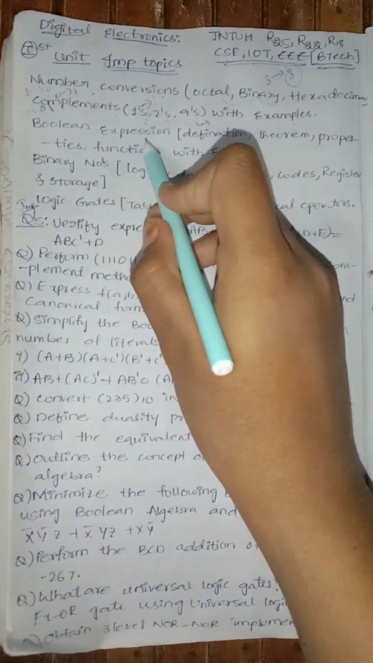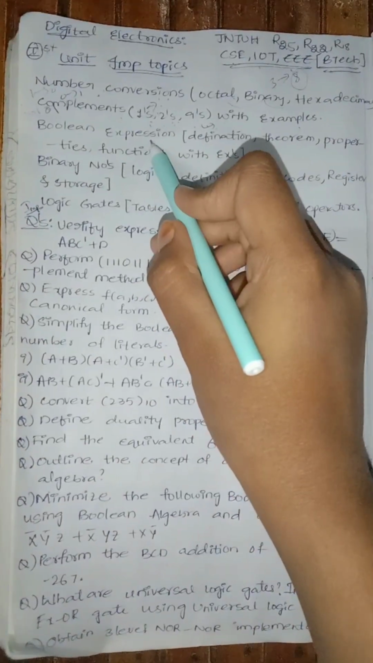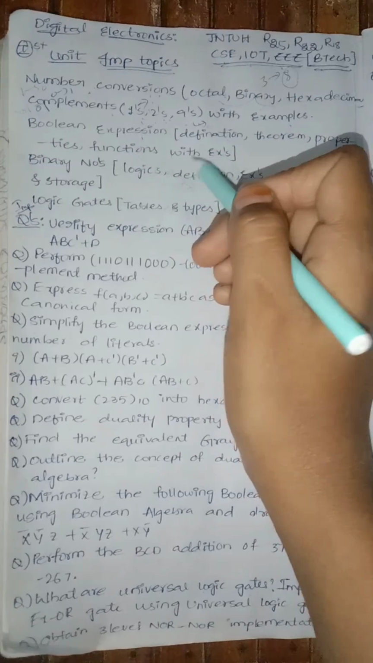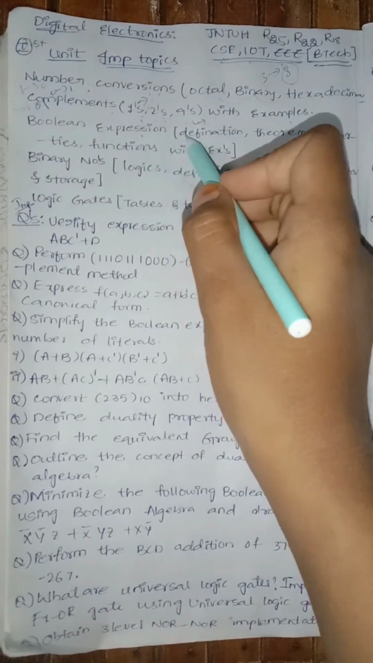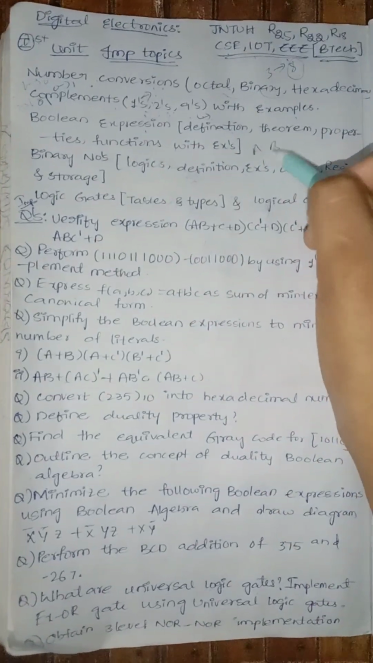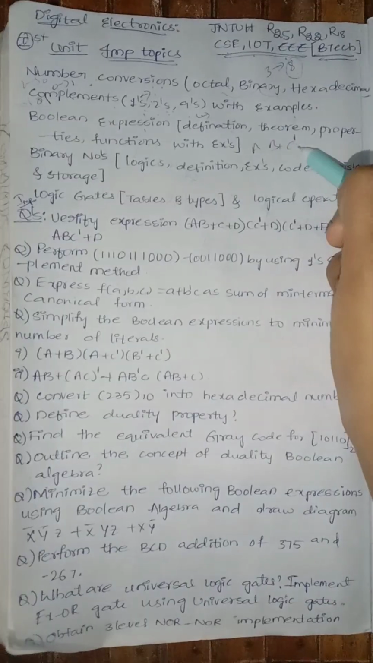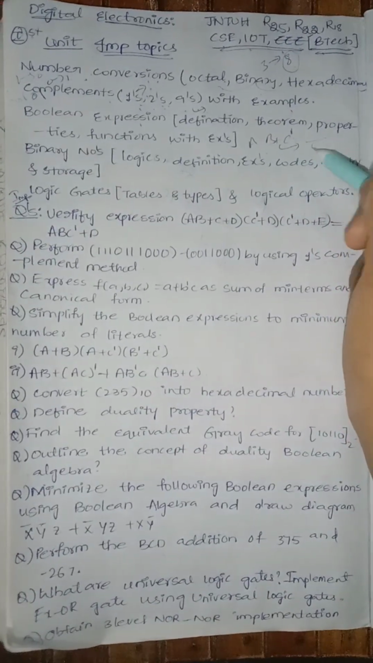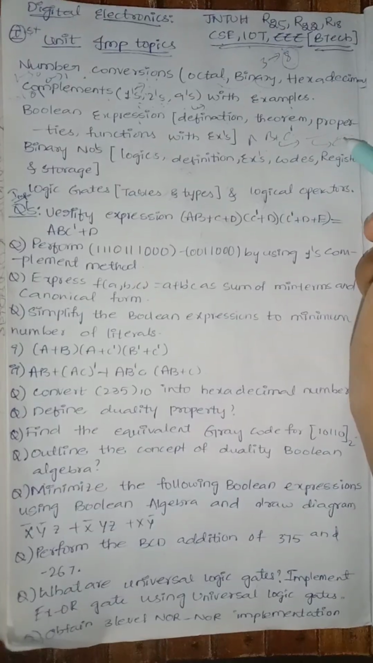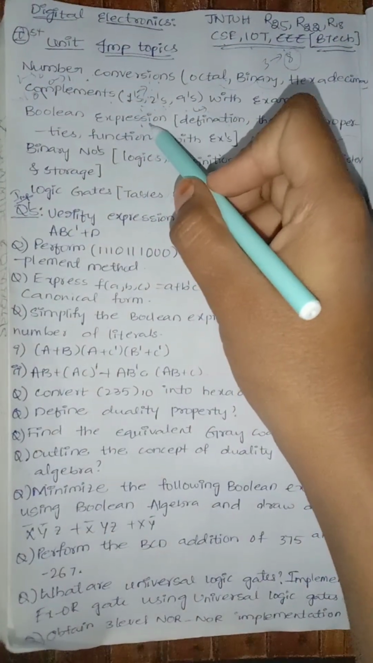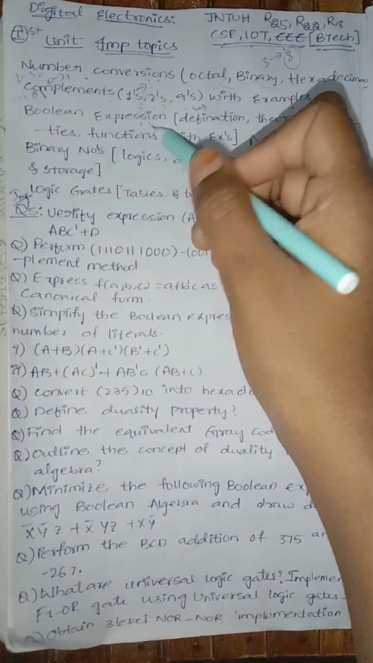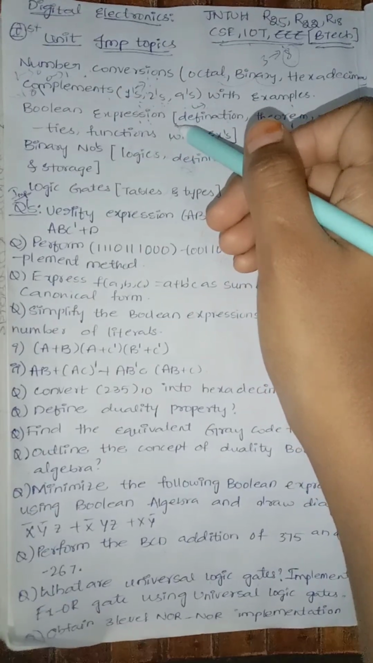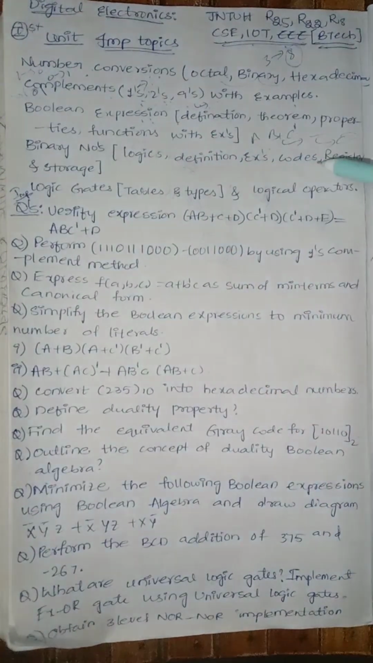Boolean expressions. In that we have Boolean theorems, properties and functions, with examples we need to explain in detail, like A into B plus C dash, C naught. We need to convert with some properties into another format, which is known as a Boolean expression. AND, OR, NOT conditions we use in that case, and we will simplify the given equation.